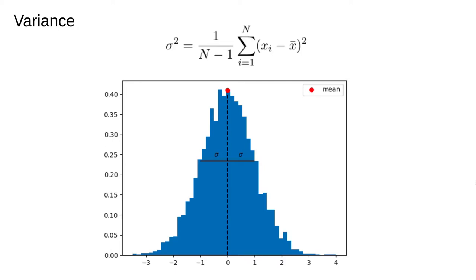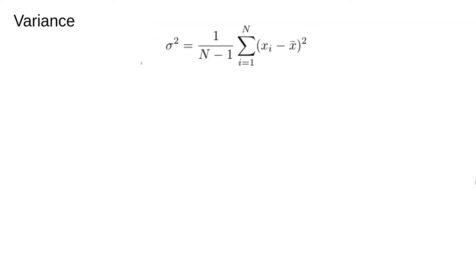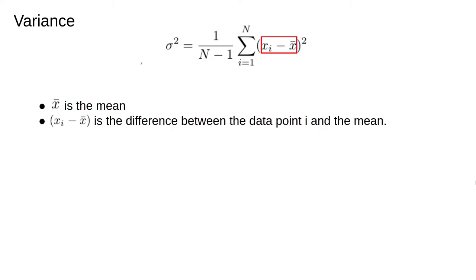the standard deviation. The variance is calculated using this formula, and the standard deviation is sigma, the square root of the result. If this formula looks a little intimidating, let's break it down a bit. X bar is the mean as before. We have to calculate it by summing up all the data and dividing by the number of values.